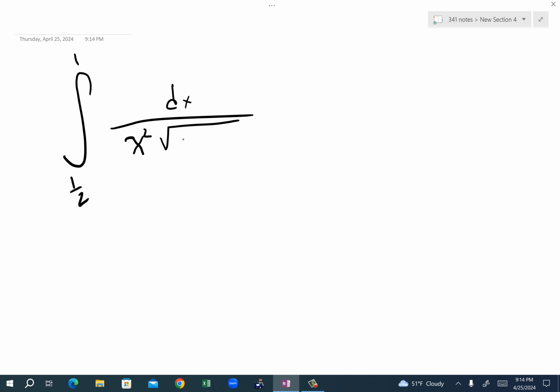So they said, here we go. Let's go from a half to 1, with dx on top, x squared plus 4 on the bottom. Because it's of the format x squared plus a squared, we're going to let x equal 2 tan theta. And so dx is 2 secant squared theta d theta.